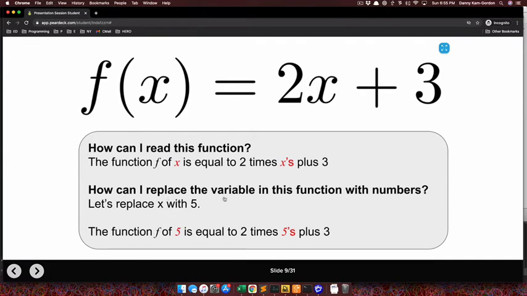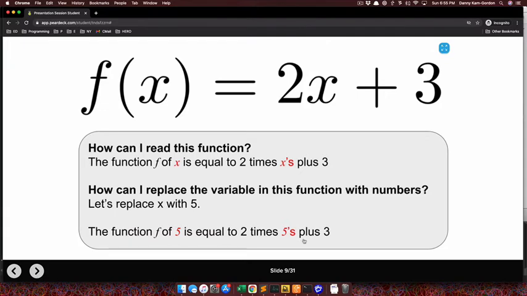And then how can we replace the variables in this function with numbers? Well, for instance, if we wanted to replace this x with 5, we would then say the function f of 5 is equal to 2 times, and we would take out the x and put 5. So we'd put a 5 here and a 5 here. And so we would say the function of 5 is equal to 2 times 5 plus 3.